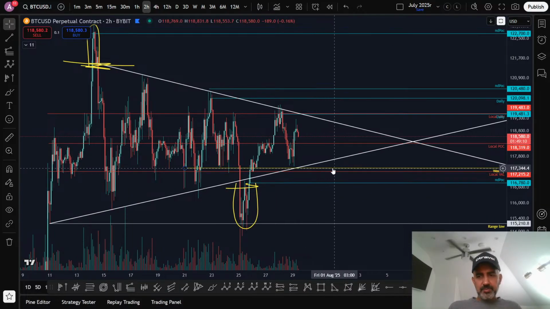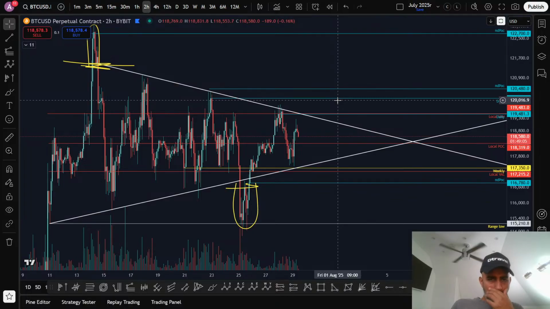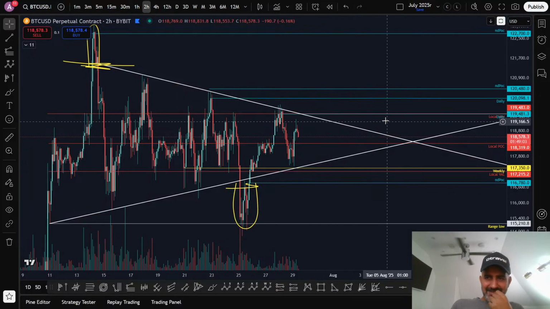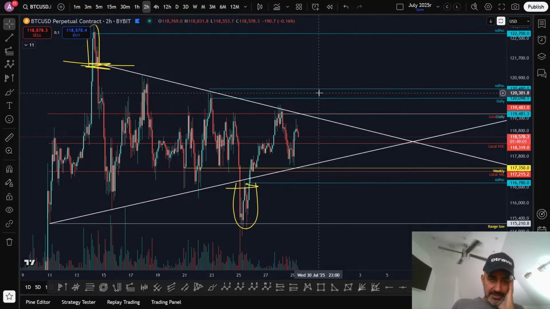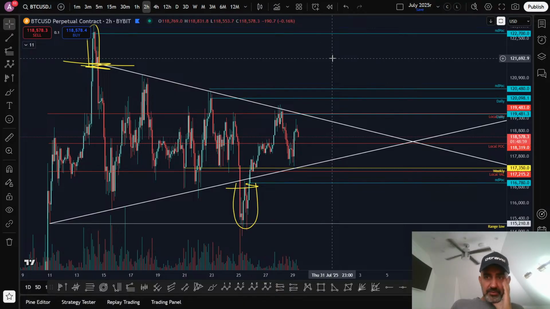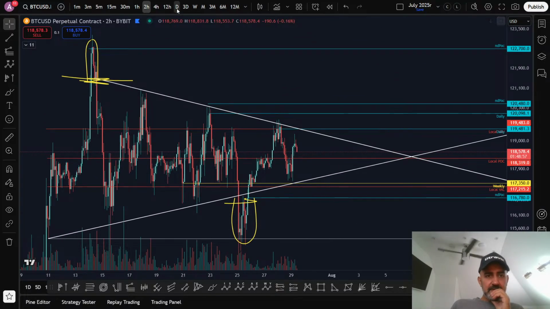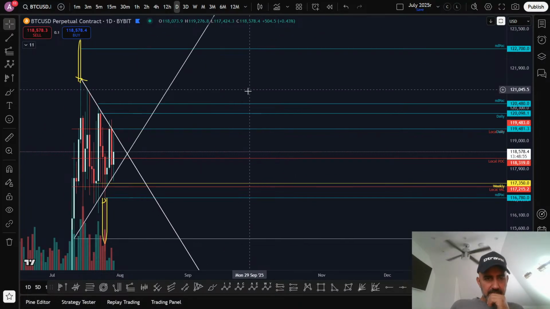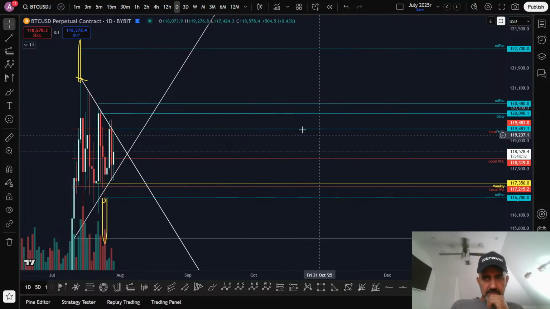We've got pretty strong support here, and we've got pretty, I wouldn't say strong resistance, I would say there's liquidity. Got daily level, there is another daily level. Did I get rid of that? No, it's still there.